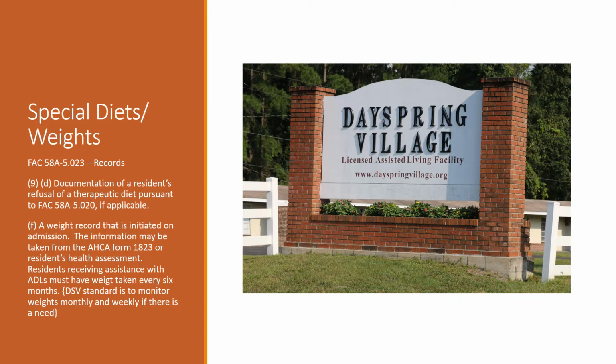Residents receiving assistance with ADLs must have the weight taken every 6 months. We normally will do this monthly, or if not, weekly if we're concerned about weight loss. So documenting special diets or refusal to follow special diets or observations that they're not following the special diets is important. Also making sure that you are monitoring the weight monthly, and also making sure that weights on admission are being recorded into the resident record.